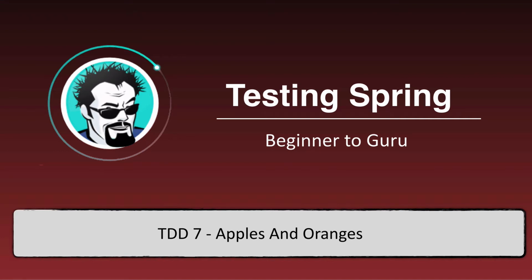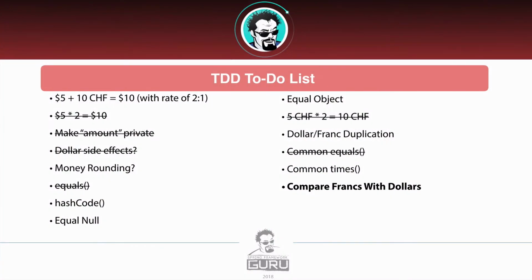Okay, this video is on Chapter 7 of Test Driven Development by Example, the chapter called Apples and Oranges. We implemented the common equals method last time, and this time we're going to look at comparing francs with dollars. The way we implemented it, it's going to misbehave on us, because obviously $5 should not equal 5 francs. So let's go over to IntelliJ and prove it out.